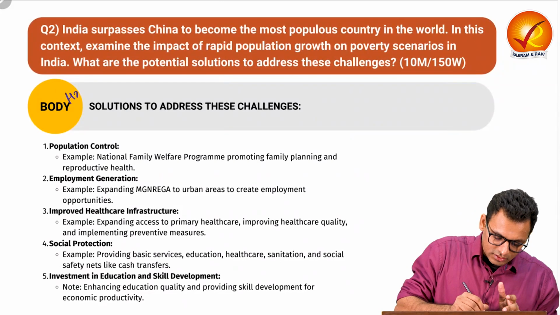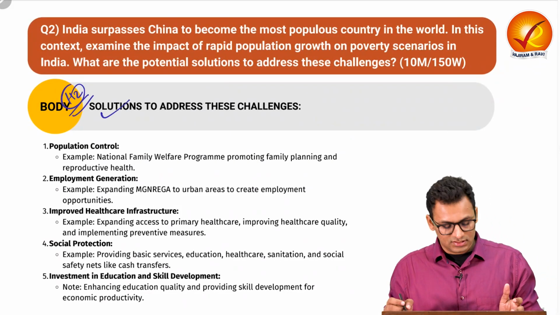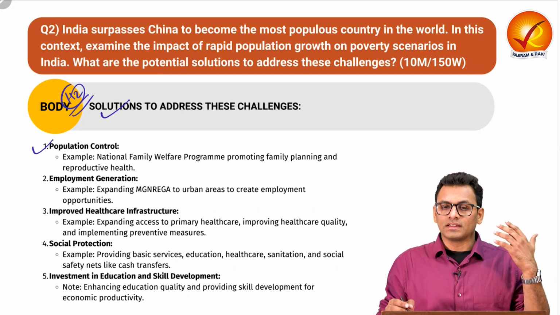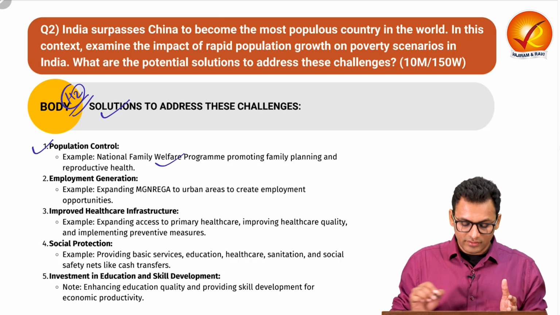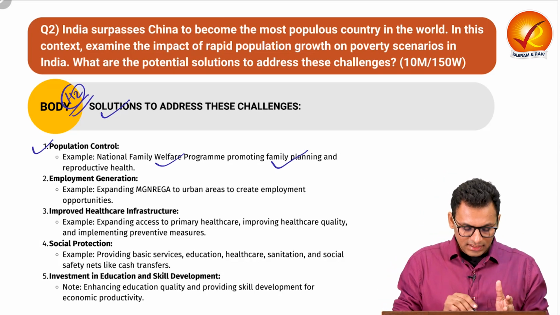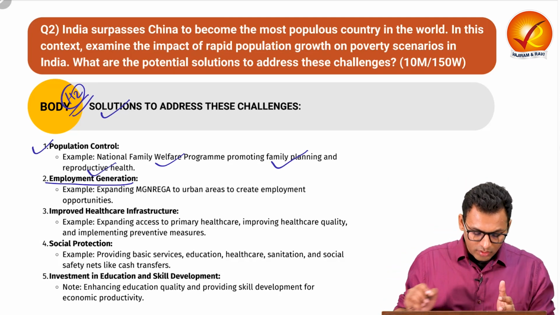In heading 2 of the question, you have the potential to write about solutions to address these challenges. The first point, you can talk about population control. Over here, you can give the example of how national family welfare programs promote family planning and the reproductive health of women. The next is with respect to employment generation.